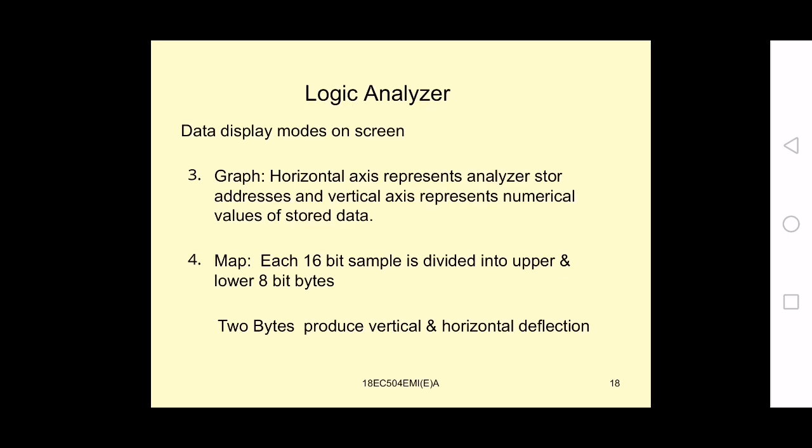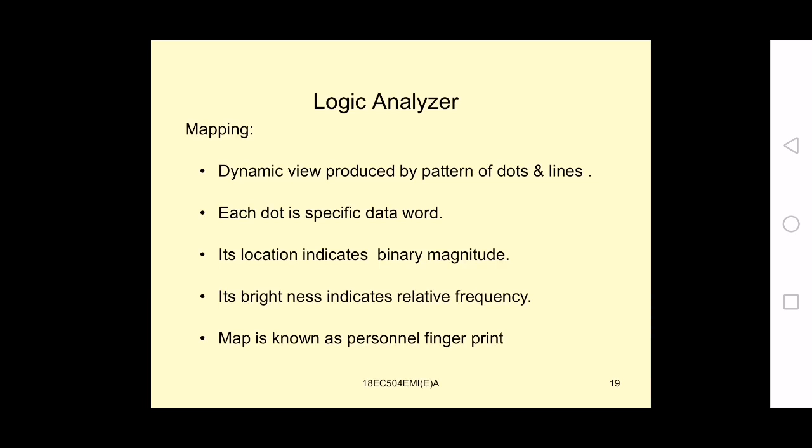The fourth display option is map. In a map, each 16-bit sample is divided into upper and lower 8-bit bytes, and the 2 bytes are used to produce the vertical and horizontal deflections.